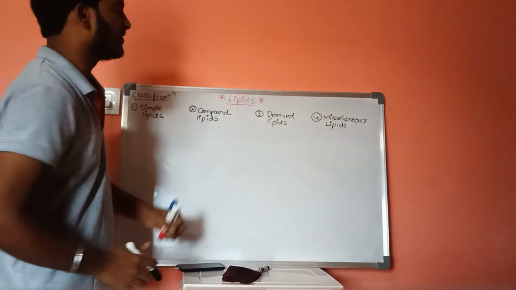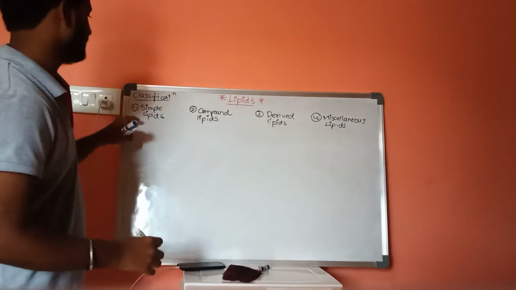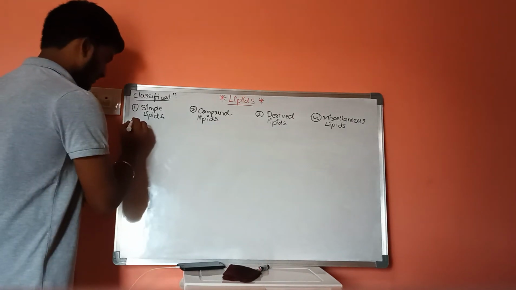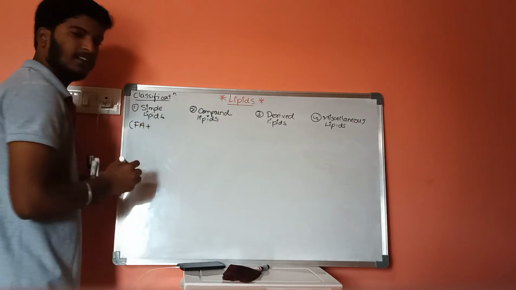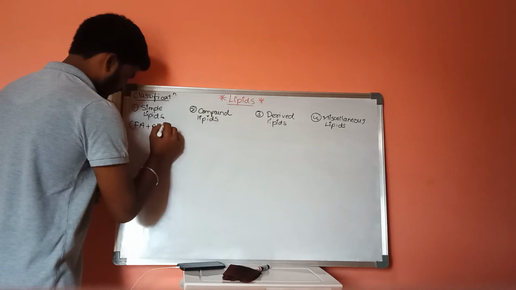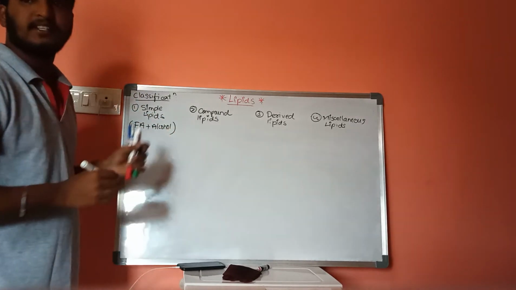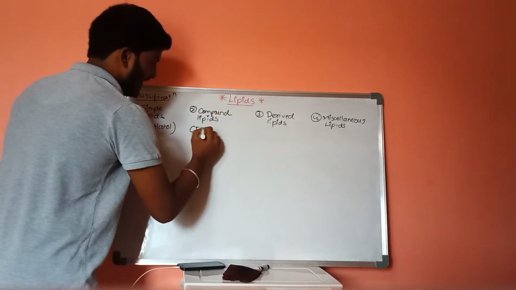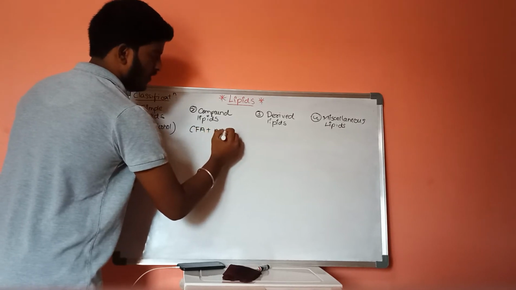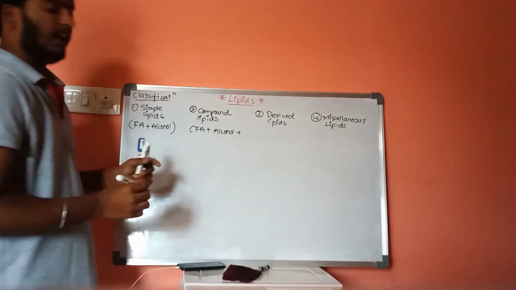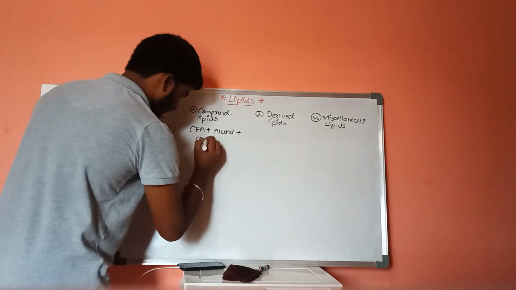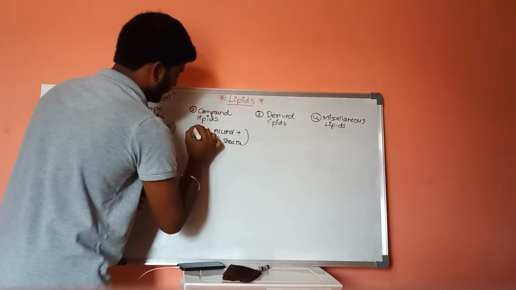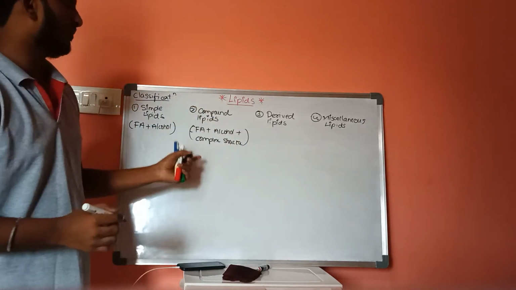If we discuss the compositions of these lipids, simple lipids consist of fatty acid plus alcohol. Compound lipids consist of fatty acid plus alcohol plus any complexing agents, complex structures. This is about compound lipids.